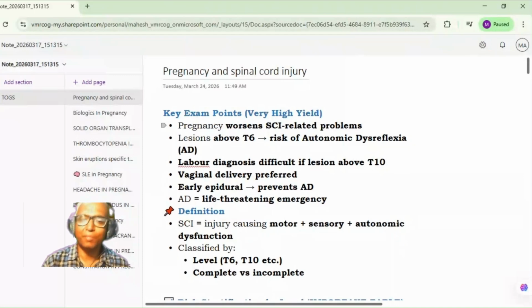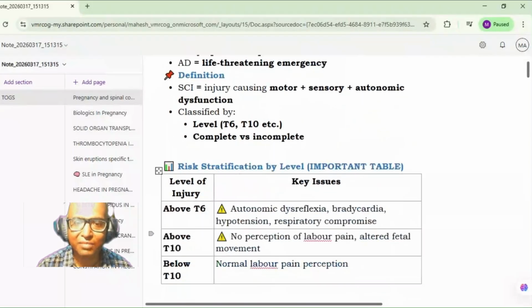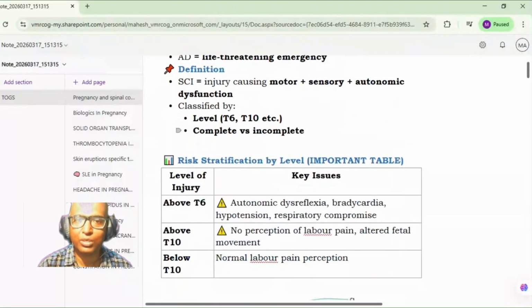Okay, so this spinal cord injury will lead to motor, sensory, and autonomic dysfunction. This is classified as per the level of the lesion. It may be T6, it may be T10, it may be T12, etc. It depends upon at what level the lesion is. It may be complete or it may be incomplete also. So these are the points which you should keep in mind.